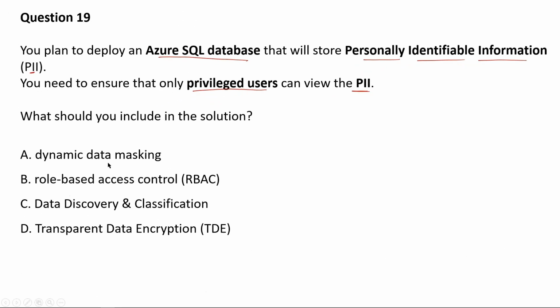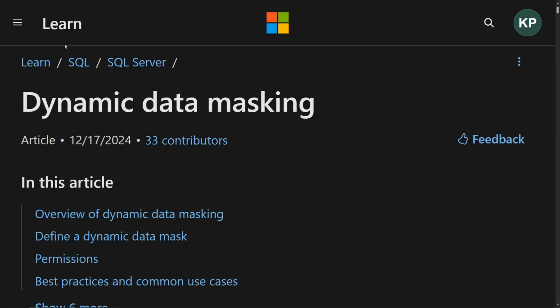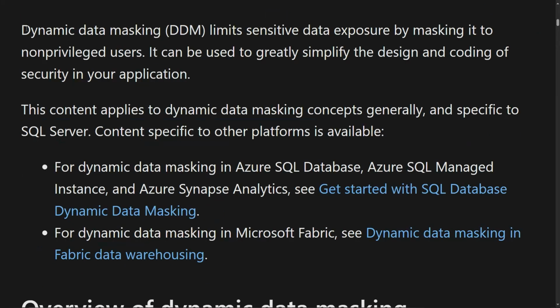Now we are left with dynamic data masking. Let's understand what it is. We are on learn.microsoft.com, on the dynamic data masking page. Dynamic data masking, or DDM, limits sensitive data exposure by masking it to non-privileged users. This is what we are looking for.